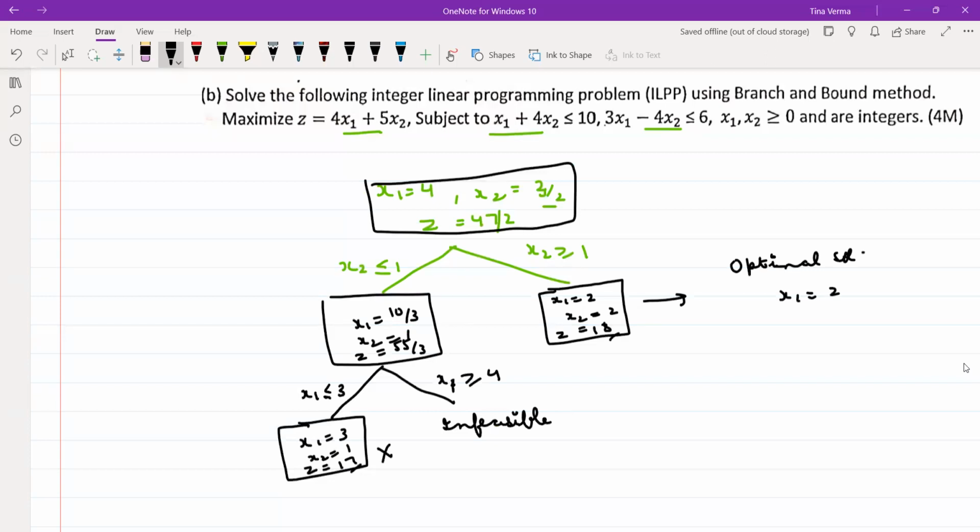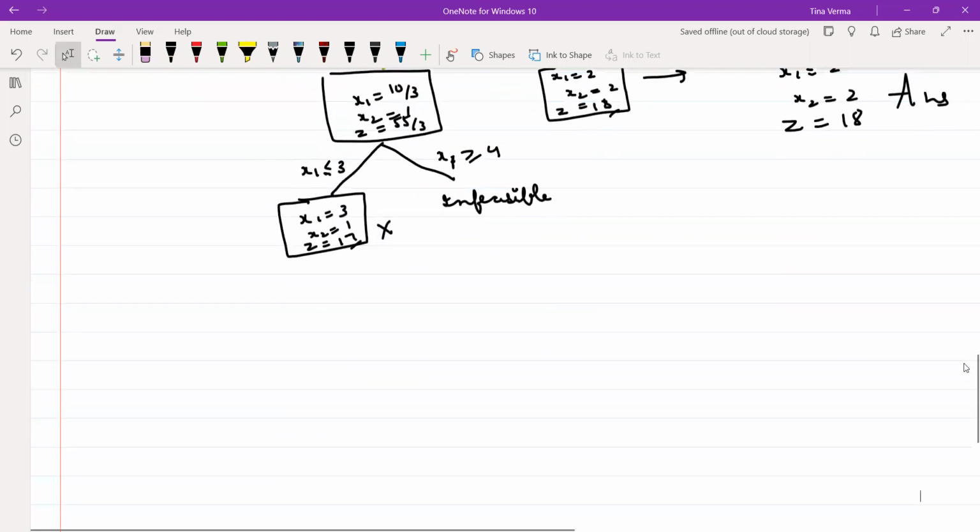So x1 was your 2, x2 was your 2, and your z value is coming out to be 18. So this is my optimal solution and optimal value. The third question, which was given to you, is to draw the network.